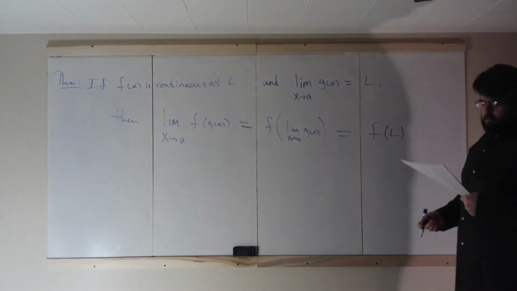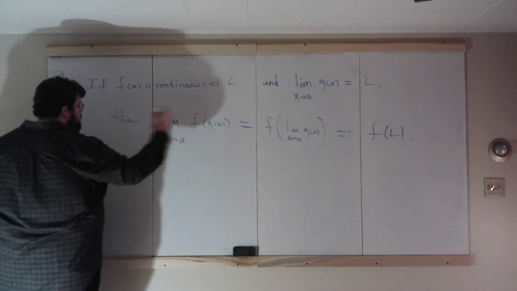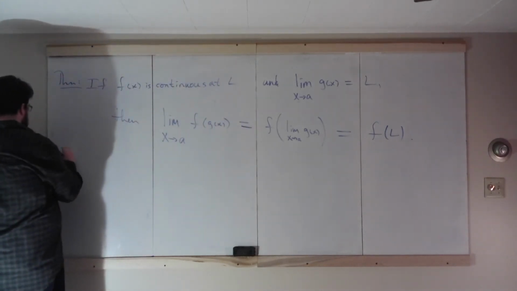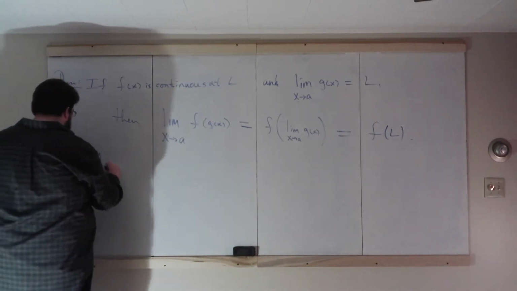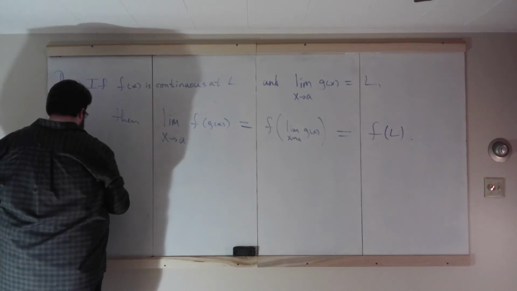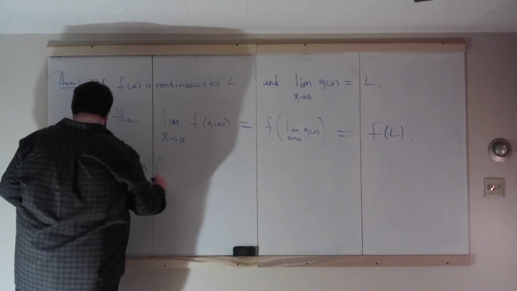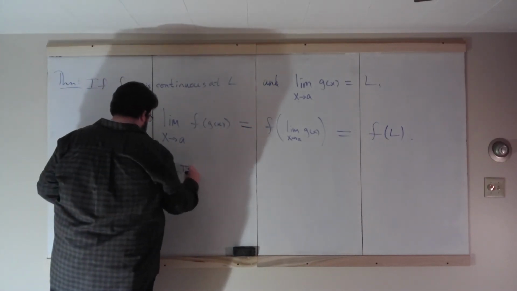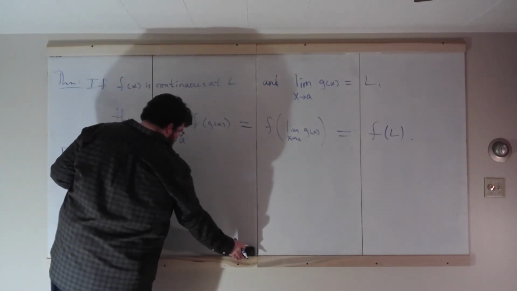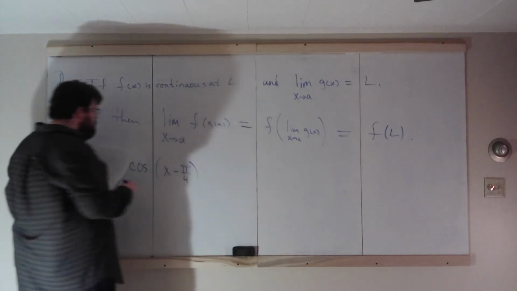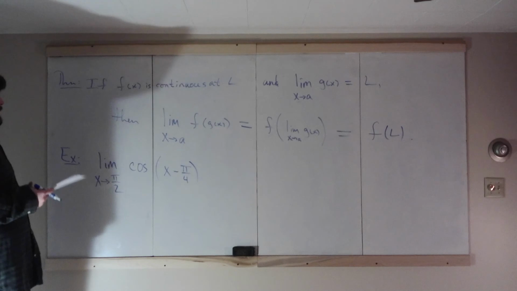Now, how can we use this? Well, let's look at an example. We couldn't take this limit before this result. We couldn't take the limit I'm about to write, I should say, without this result. Let's make it pi over 4. Why not? Limit as x approaches pi over 2 of cosine of x minus pi over 4.